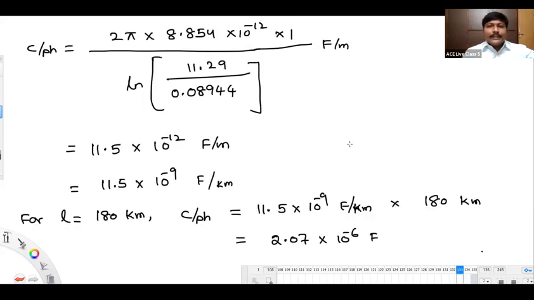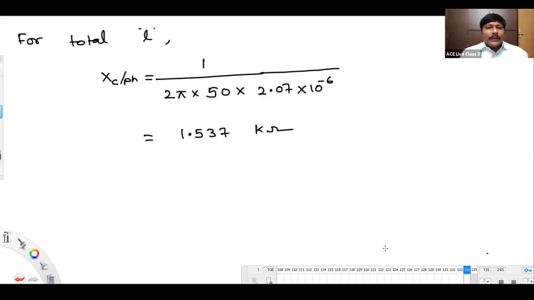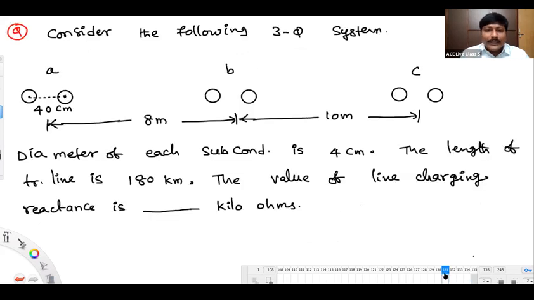Getting this? Please check. 1 by 2 pi f into 2.07 micro. 1.538 or 1.537, let's say 1.538 kilo. So the answer we have to keep in the blank is 1.538. That's it. Already he said in kilo ohms, right?